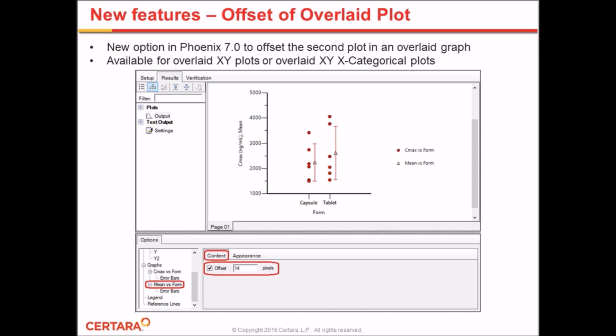So now, in Phoenix 7.0, you can offset the second plot in an overlay graph. And this is available for overlay XY plots or overlay XY X-Categorical plots. You select the second plot underneath graphs, and on the Content tab, you'll now have an option for offset, and it's controlled by the number of pixels. Now, you may not be sure what the number of pixels you want is, but again, this is a live update, so you just change the number until you get a nice appearance.